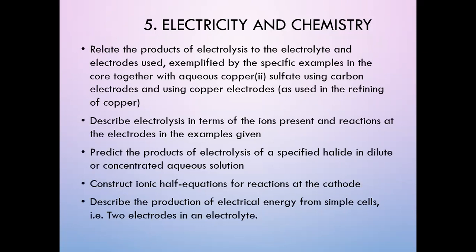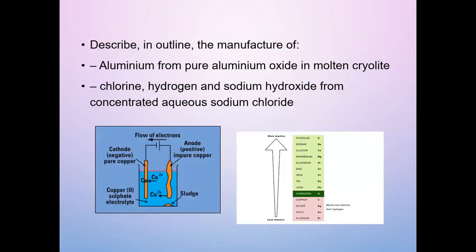Electricity and chemistry. You should be able to describe what electrolysis is, predict the products of electrolysis at the cathode and anode, as well as write half equations at the anode and cathode. You should also be able to answer questions based on simple electric cells. The extraction of aluminium by electrolysis is also a common question that is asked. The electrolysis of brine and refining of copper come under this section.